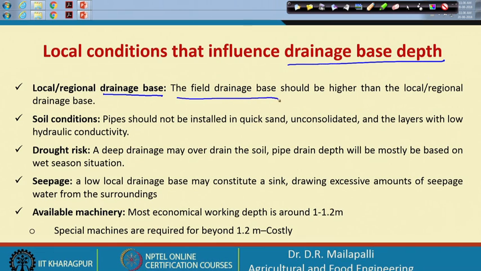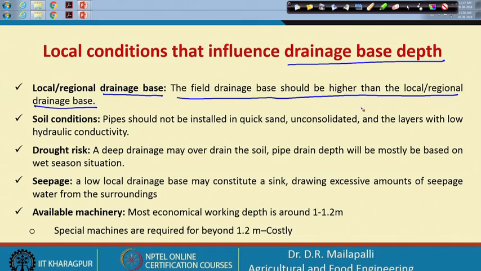The field drainage base should be higher than the local drainage base. This is always recommended, because otherwise you need to pump water from the drainage to the sinks, or the local drainage base, so there is extra pumping cost involved. So always the field drainage base should be higher than the local drainage base, so that the drain water will flow freely, by gravity, to the drain base.